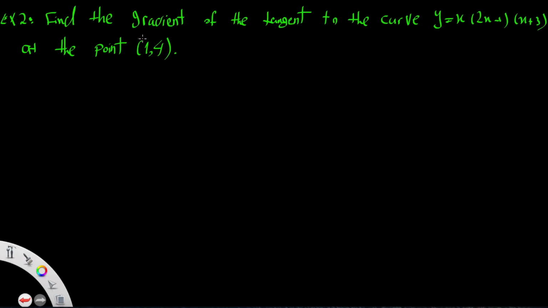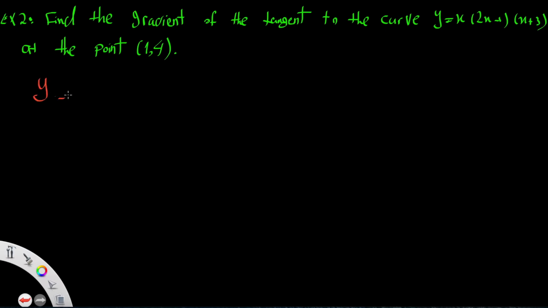Example 2, find the gradient of the tangent to the curve y is equal to x brackets 2x minus 1 times x plus 3 at the point (1, 4). Now we already know that the gradient of the tangent to the curve is obtained by differentiation, so we should find the derivative function.